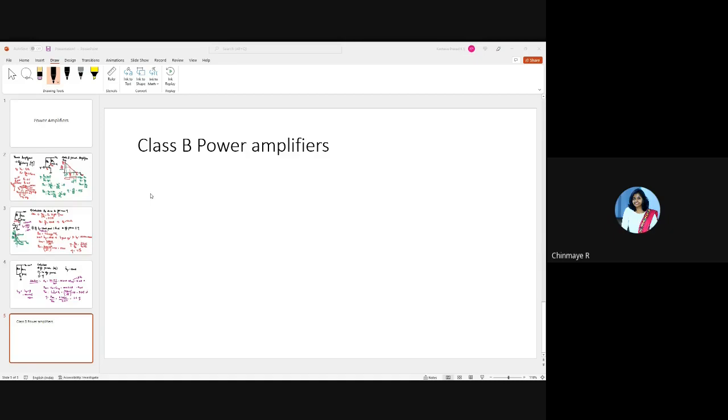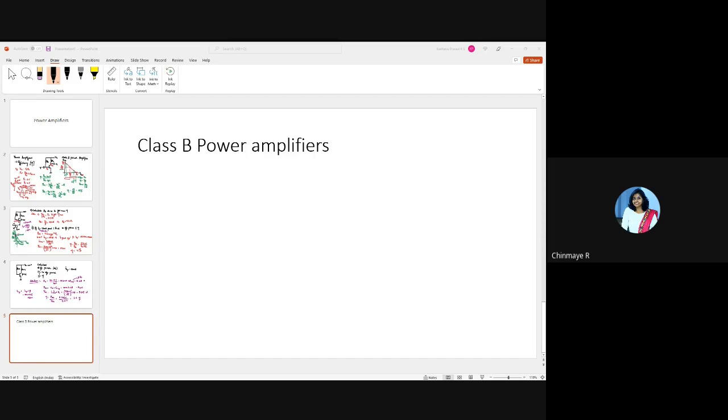So in this class, we'll see class B power amplifiers. So what is the main disadvantage of class A power amplifier? Maximum efficiency is only 25%. Correct. Why is that so intuitively? Because it will always be in the active region. Yeah. So the transistor is always working in the active region.